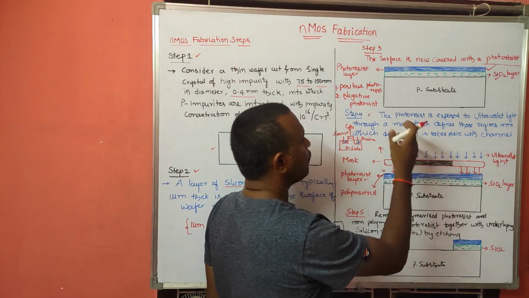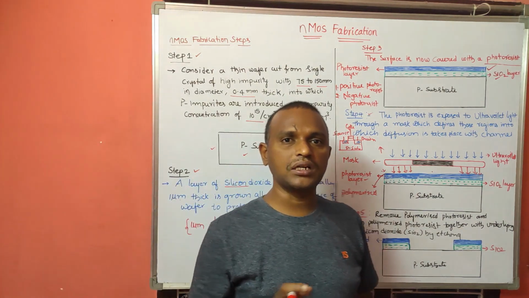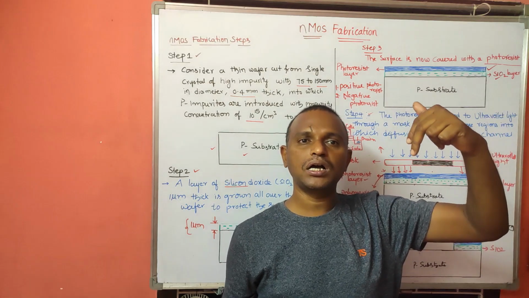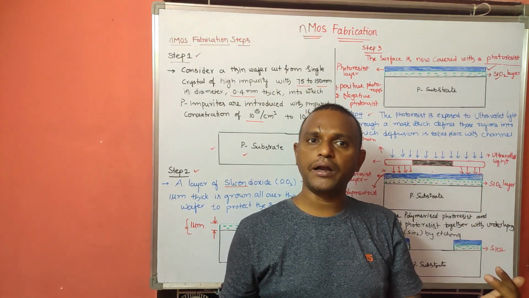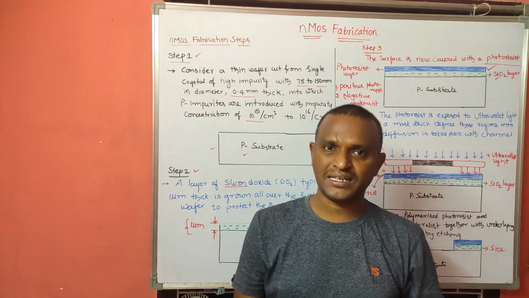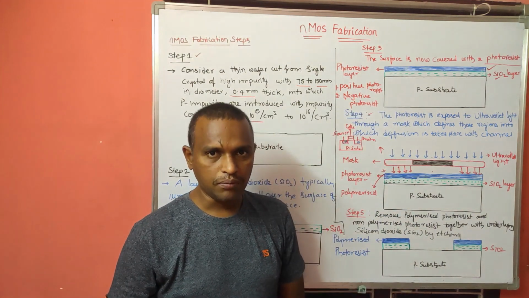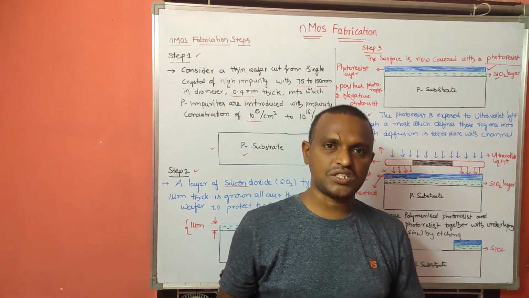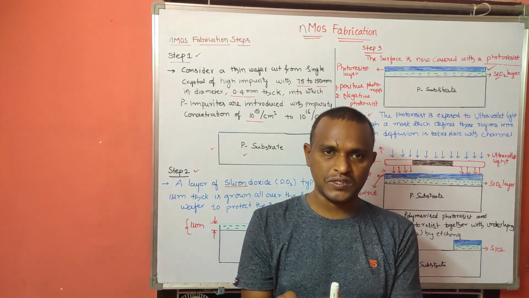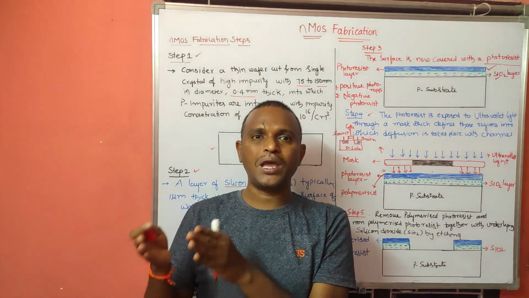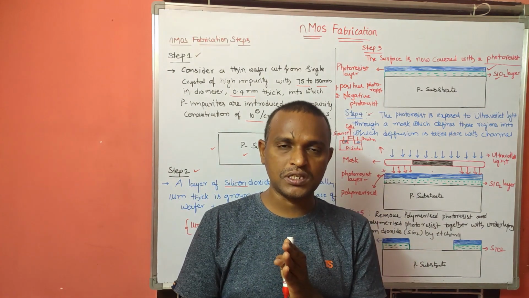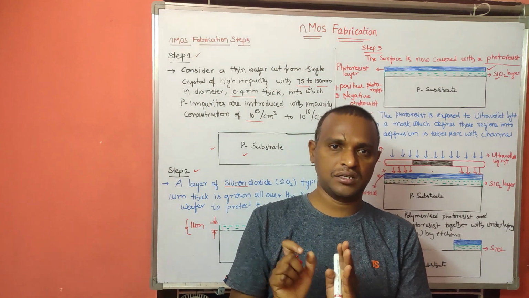This is the fourth step we have. We are applying the mask and passing the UV light. Wherever the UV light passes, that will be hardened and the remaining will be as it is. Now what is the next step? In this next step we have to remove the polymerized photoresist, and at the same time the non-polymerized photoresist and the SiO2 under it.